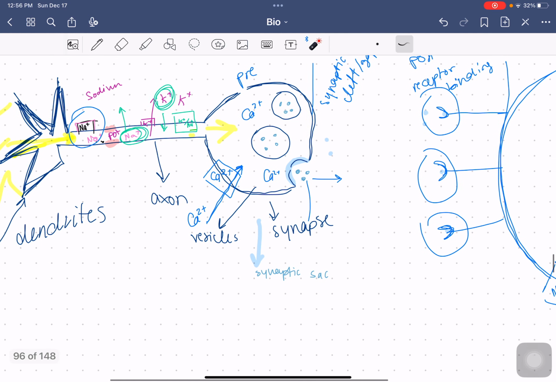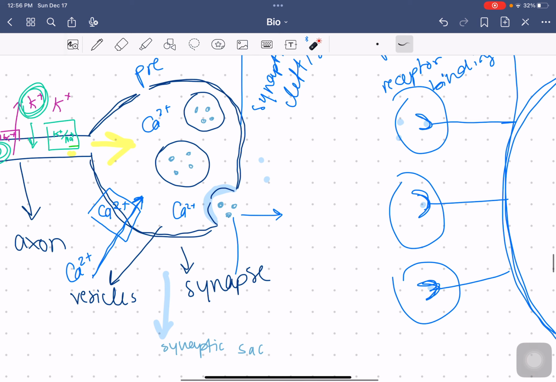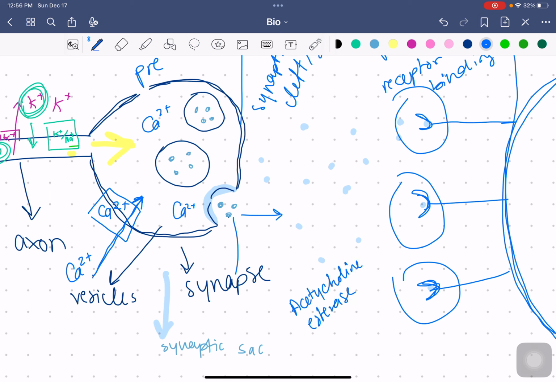And yeah, but we're not done yet, because sometimes, like now, we're going to have some leftover neurotransmitters just chilling in this gap, and they have no receptors to bind to. So what's going to happen is that if we're talking about acetylcholine, we're going to have acetylcholinesterase, and it's an enzyme that's going to break down all of these little transmitters, and then they're going to be sent back into the synaptic sac, and they're going to be remade into neurotransmitters that can be used again.